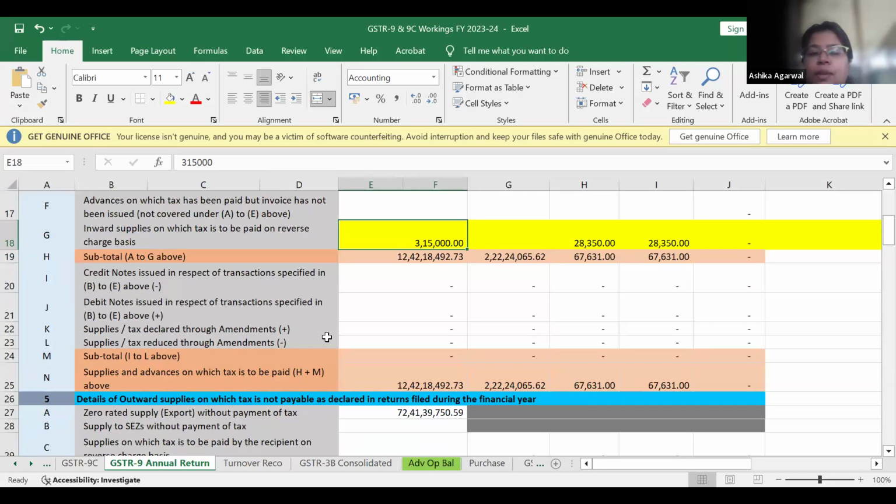Now what will I do? I will claim in my 3B what I have paid over here. Suppose 2 lakhs I paid in table 9. While filing my GSTR-3B, I showed my ITC under RCM as 2 lakh extra. Now that month's 3B will not match with RCM tax paid and ITC claim, obviously, and you will get a notice.